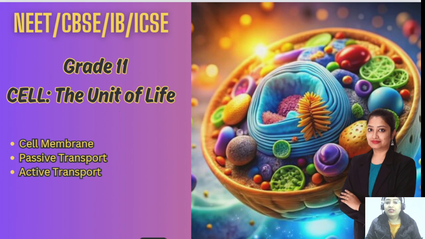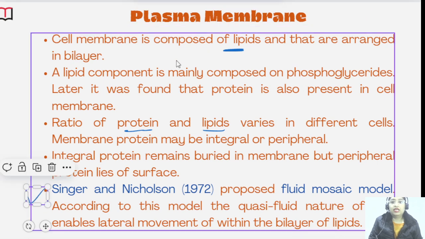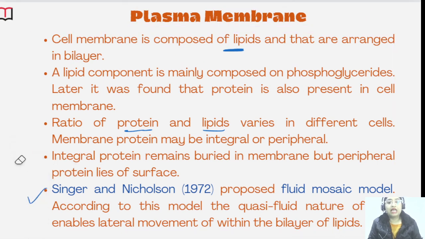So cell membrane is also called plasma membrane, and it is also called selectively permeable membrane, right? Can you tell me, students, in which cell the cell membrane is the outermost covering? In the animal cell, cell membrane is the outermost covering. In the plant cell, cell wall is the outermost covering. Cell membrane is present in every kind of cell, from prokaryote to eukaryote. That's why this is also called the basic unit of the cell.